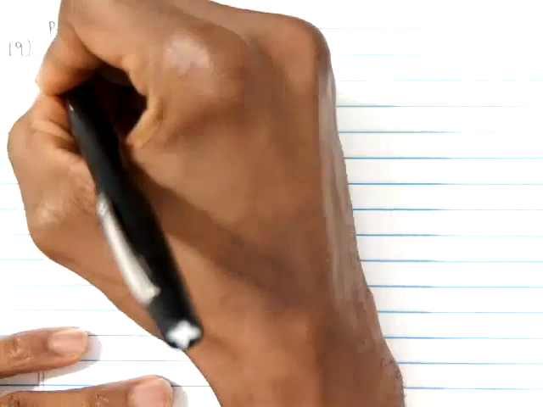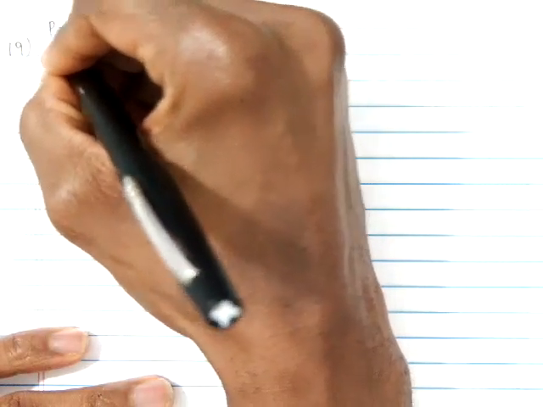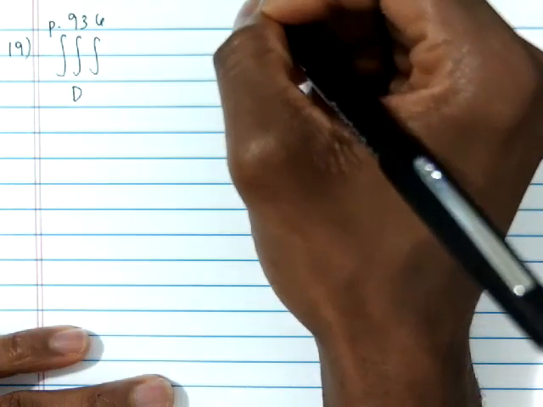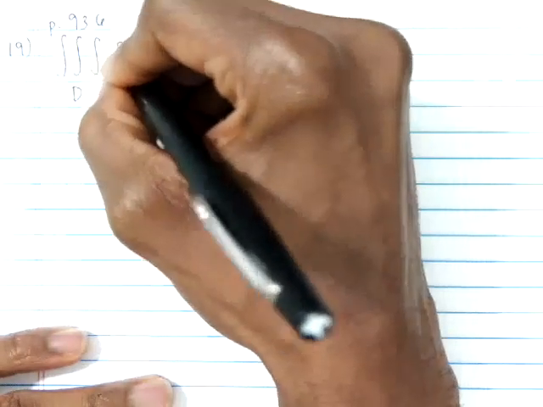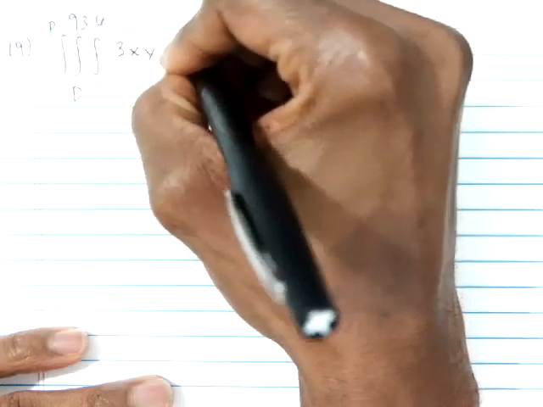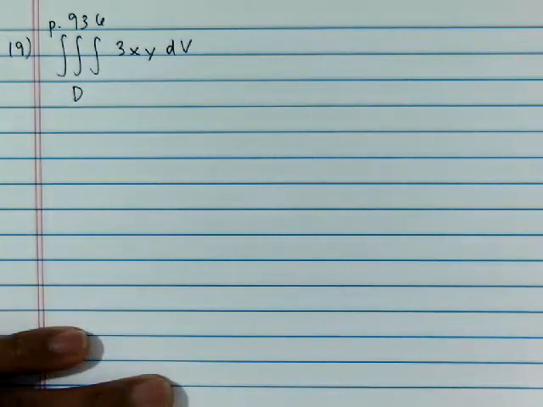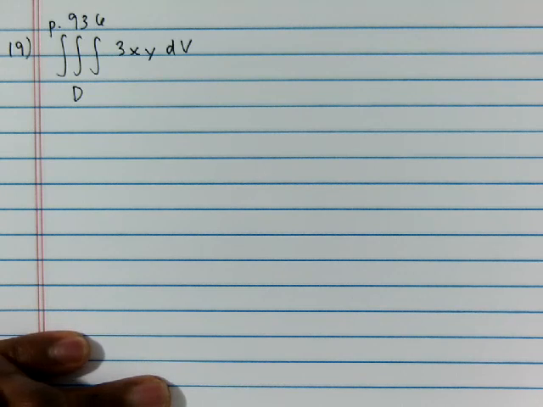Now they don't have it set up for us though, so we have to actually set up the bounds ourselves. So it's the triple integral over D of 3xy dV, where D is the solid region bounded below by the cone z equals the square root of x squared plus y squared, and above by the cylinder x squared plus z squared equals 1.